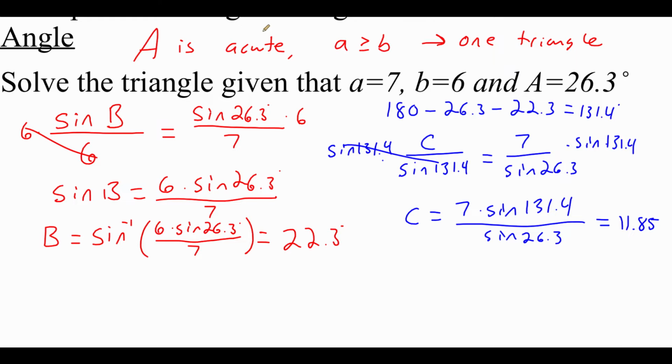So now we found all of the missing information. We said that angle B was going to be 22.3 degrees. We found angle C to be 131.4 degrees, and then we found side C to be 11.85. So that was all of our missing information.